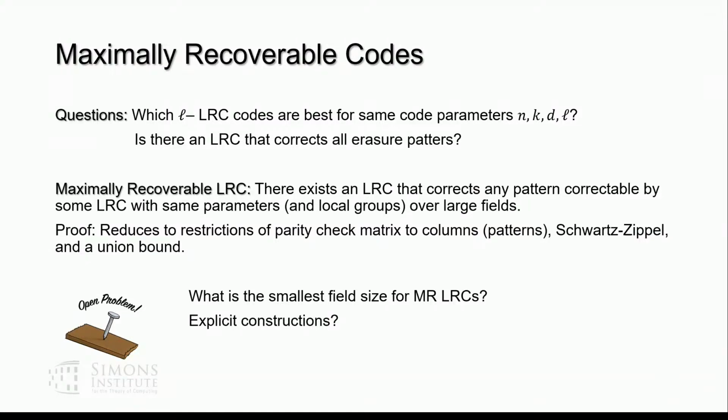But the caveat is that the basic proof only shows the existence of such things over large fields, exponentially large fields. So one of the big questions in this area is what is the smallest field size for maximally recoverable LRCs, and can we come up with an explicit construction? This is actually not an explicit construction.